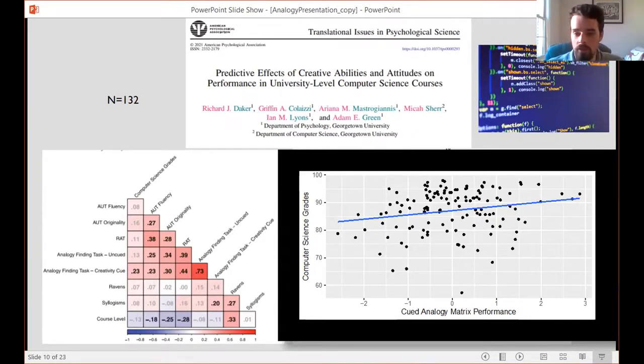Here's a figure showing that the cued analogy matrix performance significantly predicted computer science grades. This is even when we control for some of those other measures, such as performance on the Raven's progressive matrices, which is a proxy for fluid intelligence. This is also when we control for false alarms.